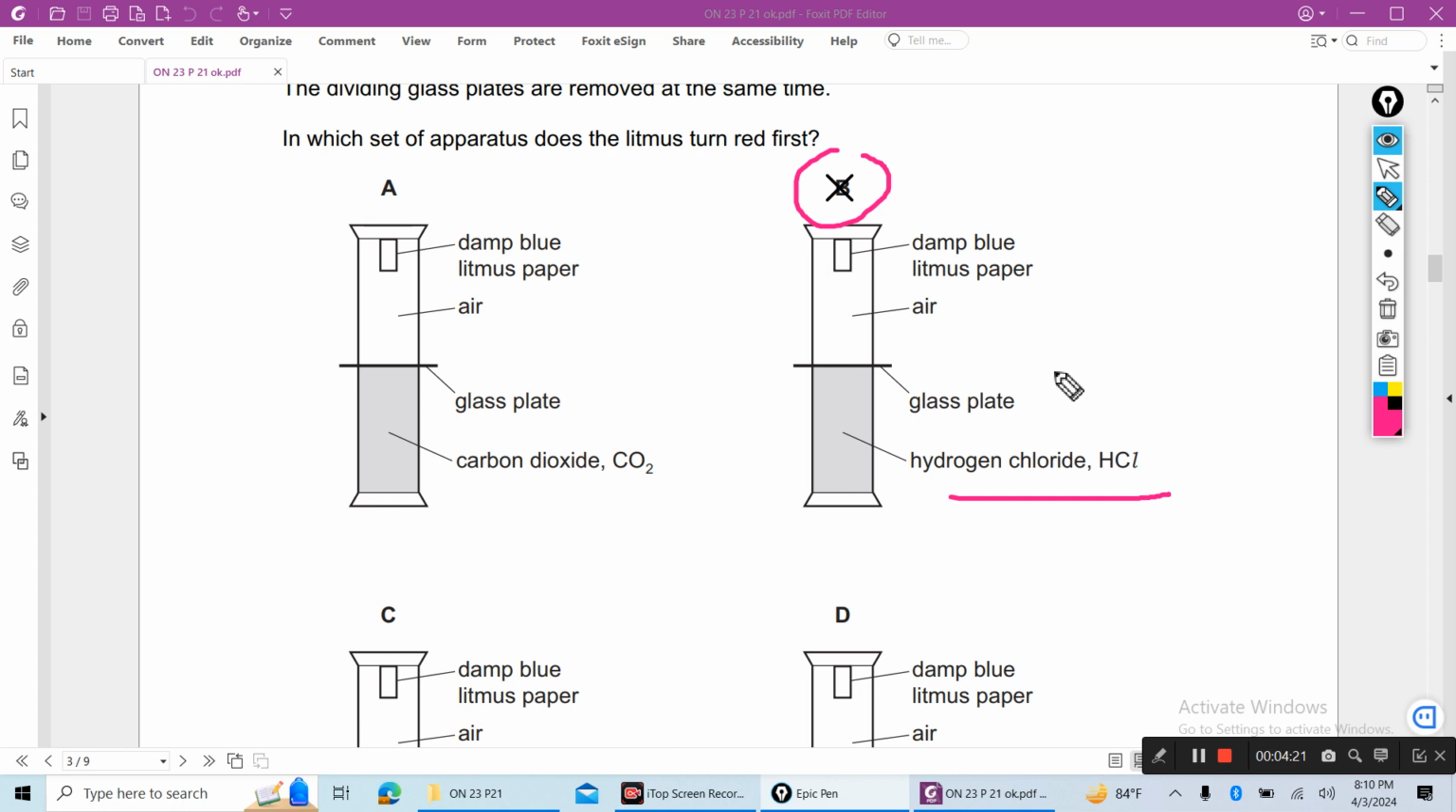Why? HCl mass is 1 plus 35.5, which is 36.5 gram, and carbon dioxide mass is 44 gram. So hydrogen chloride gas has less molecular mass, so it will diffuse faster, it will move faster.